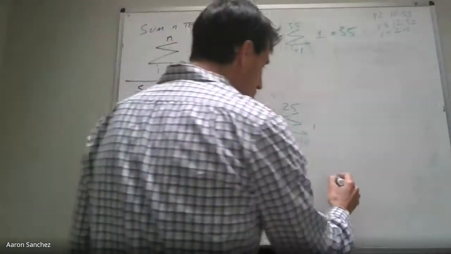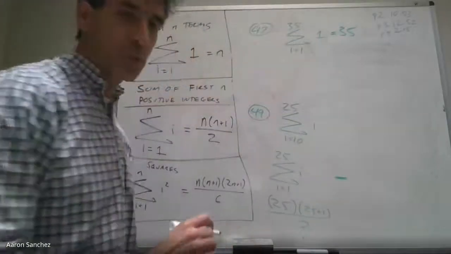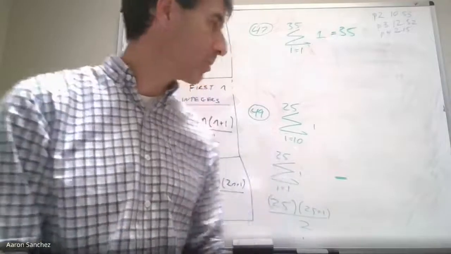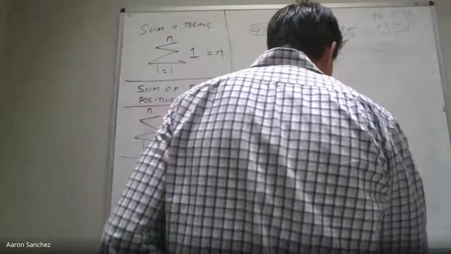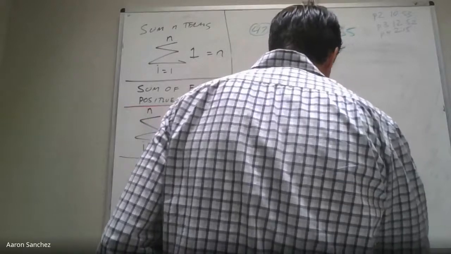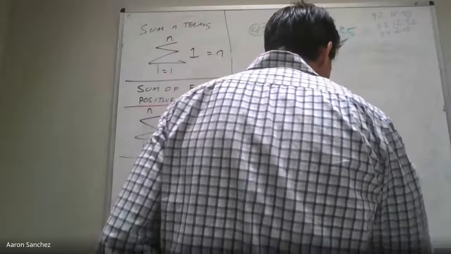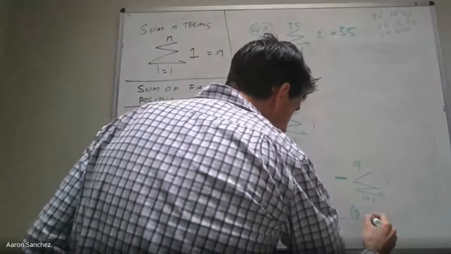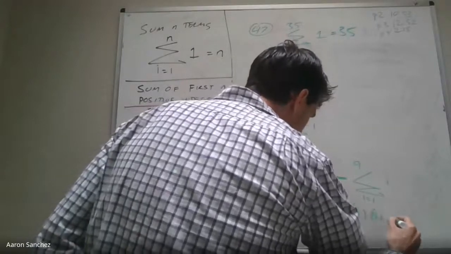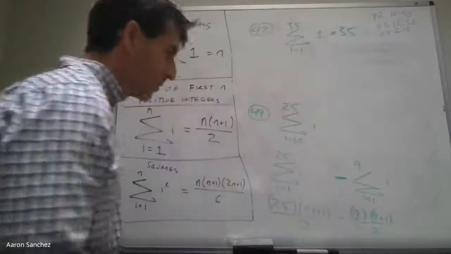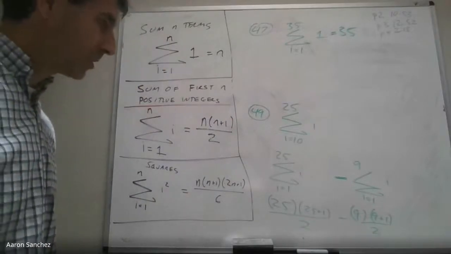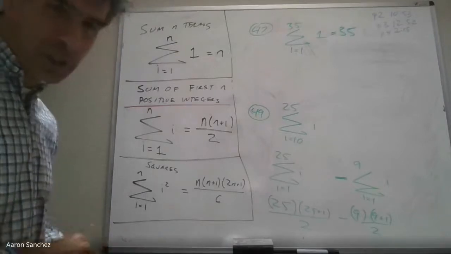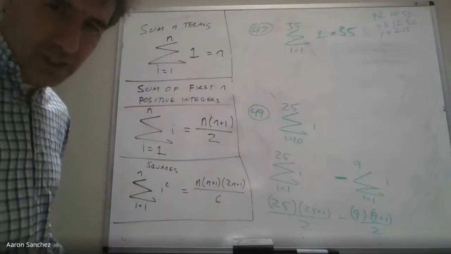So I'm going to subtract 1 to 9 from it. The first term to the 9th term, which is going to be minus 9 times 9 plus 1 all over 2. That'll give me my answers. So let's calculate it out, and that should be it. Are there any questions on that thinking there? It's kind of hard thinking.